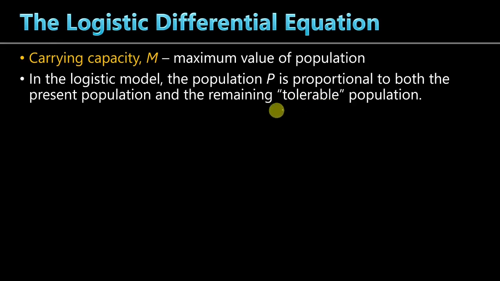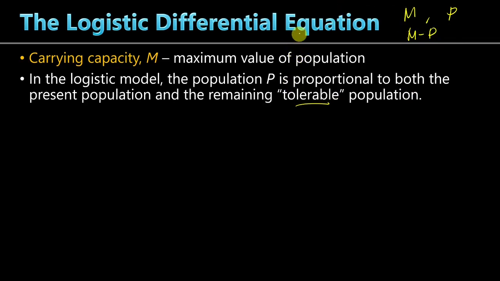So ano ang ibig sabihin nitong remaining tolerable population? So if M is the maximum value of the population and P is the present value of the population, ilan pa yung population na tolerable bago marating yung maximum? So kung ang M ay maximum at ang present value ng population ay P, then yung pwede pa nating idagdag na population, which I call the tolerable value of the population, is M minus P.